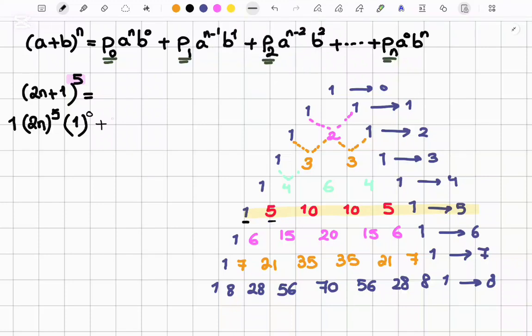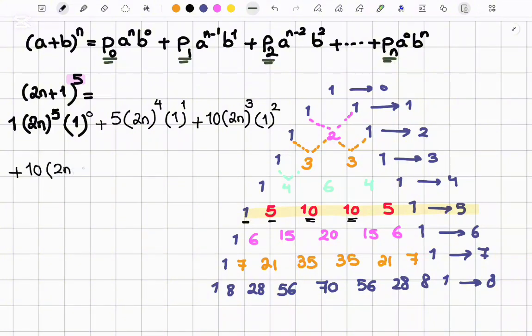The next number is 5. So 5 times first to the power of, you take 1 from this, so it's going to be 4, and you give 1 to the second term, so it's going to be 1 plus. Now after 5 we have 10. 10 times 2n to the power of, you take 1 from this, so it's going to be 3, and you give 1 to this, so it's going to be 2. Then plus. So over here, the next one is 10 again. 10 first to the power of, you take 1 from it, so this 3 is going to be 2, and you give 1 to that, so that 1 is going to be 3.